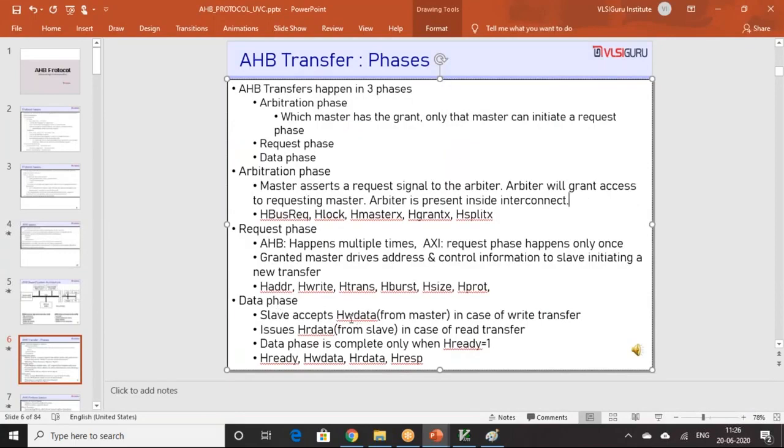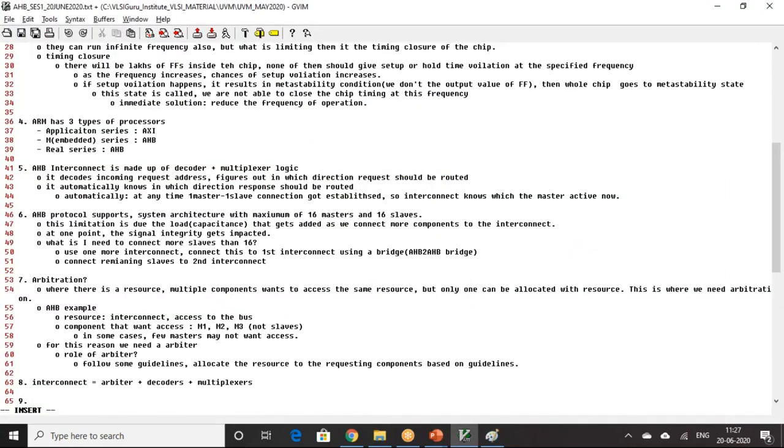The slave accepts HWDATA from the master in case of a write transfer, and issues HRDATA from the slave in case of a read transfer. The data phase is complete only when HREADY is 1. When HREADY is equal to 1, that is when the data phase is complete. What are the signals involved? HREADY, HWDATA, HRDATA, HRESP. These are the signals used. One thing you should notice is all AHB signals start with H.